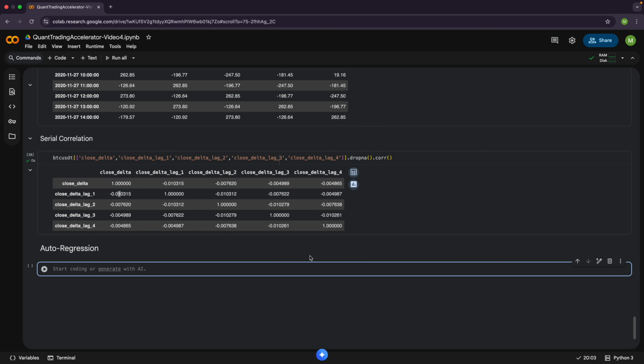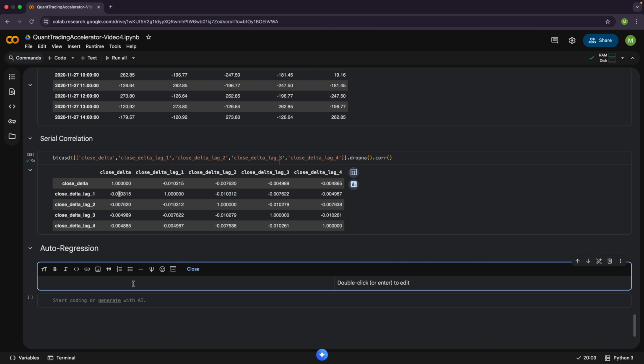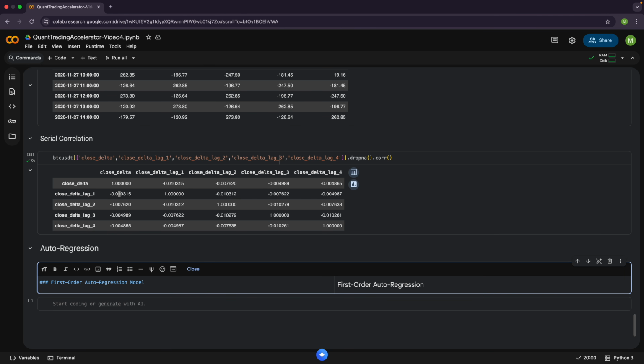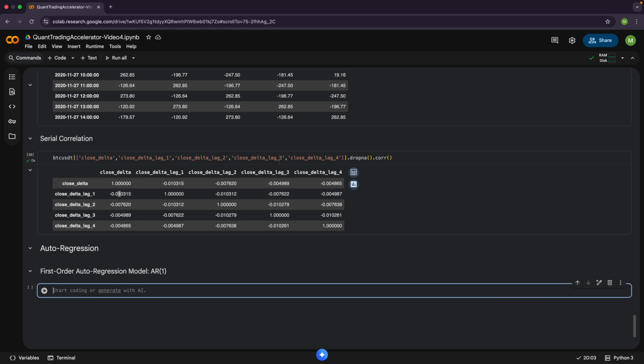And that brings us to this concept called auto-regression. There are several models of auto-regression, and we're going to be focusing on what's called a first order auto-regression model. Because this is quite a long-winded name, it's abbreviated to AR1, and I'm just going to explain what this is.